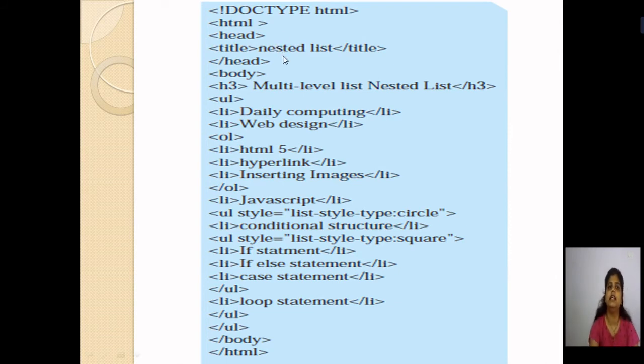You all can see I have assigned again the title as nested list. Okay, inside my body tag I have written my first heading as multi-level list in nested list. Okay, this is the heading assigned. After that my UL tag has started. UL means unordered list. In that I have written 2 list items. One is for daily computing, second is for web designing under my UL tag. Okay, it means unordered list. By default it will take disc, that is black circle.